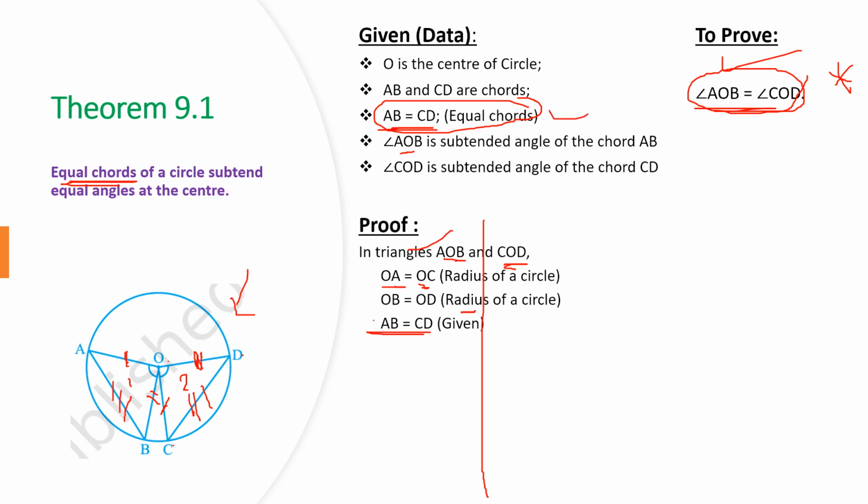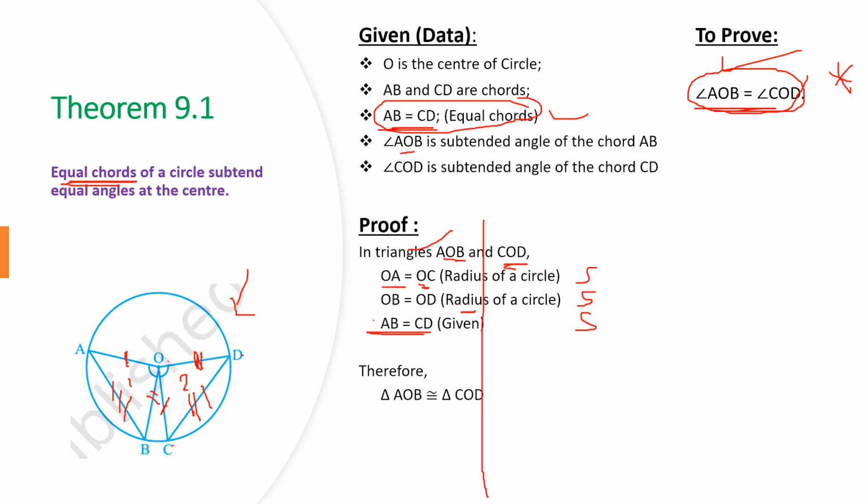Observe this. OA equals OC, these are sides of a triangle. OB equals OD, these are sides of the triangle. AB equals CD, this is also a side of the triangle. Observe, all three sides are equal among the two triangles. This is what we proved as the first step. Let's conclude next.